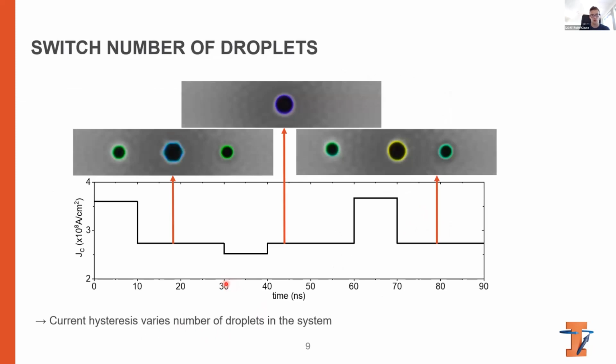And we can also switch the number of droplets. So we can use a high current pulse to generate 3, then reduce the current to keep them stable, and then use a lower current pulse to annihilate the 2 outside droplets here. So we're left with only 1. And then again, the high current pulse can be used to nucleate more droplets and so on. So we can use specific current hysteresis to vary the number of droplets in our system.